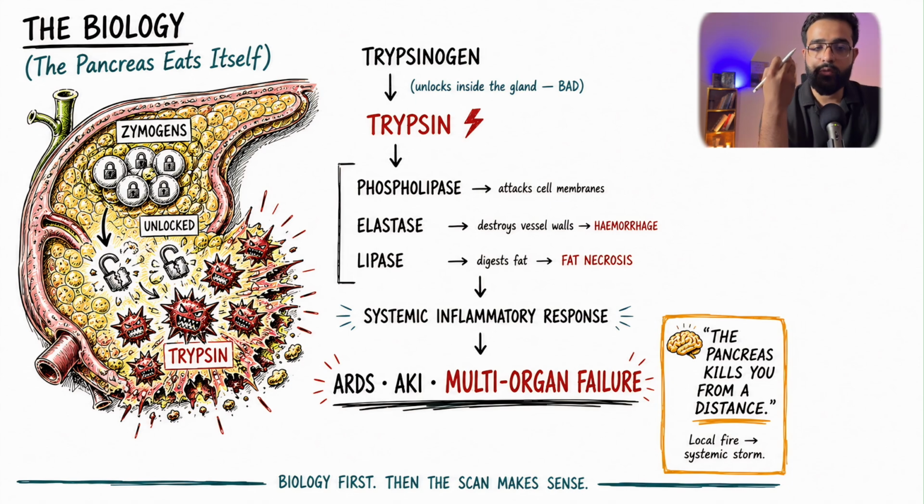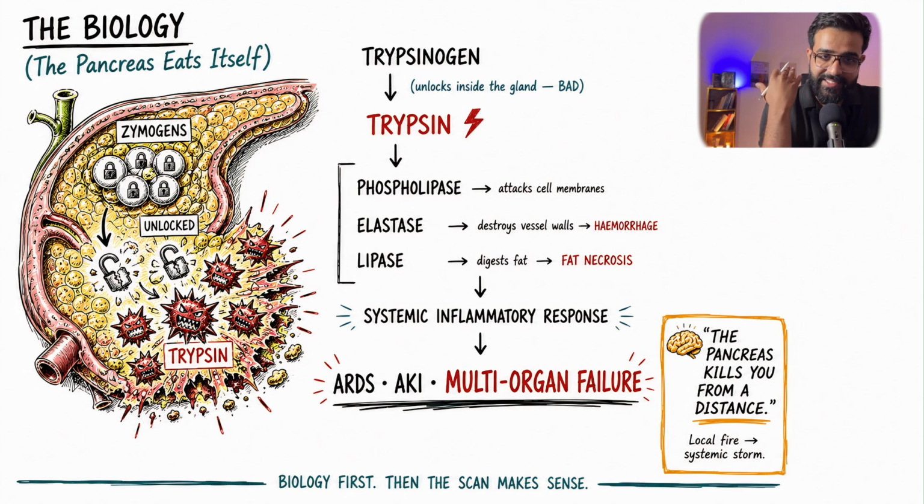Trypsinogen gets converted into trypsin. This is the master trigger. Once trypsin is activated intrapancreatically, it cascades, activating phospholipases, elastases, and more. It's not just inflammation in the traditional sense, it's autodigestion. And it does not stop there. The enzymes don't stay neatly inside the pancreatic capsule. They leak into the peripancreatic fat, they track along the fascial planes, they get into the retroperitoneum. Phospholipase attacks the cell membrane, elastase destroys the vessel wall, hello hemorrhage, and then lipase digests the fat, hello fat necrosis.